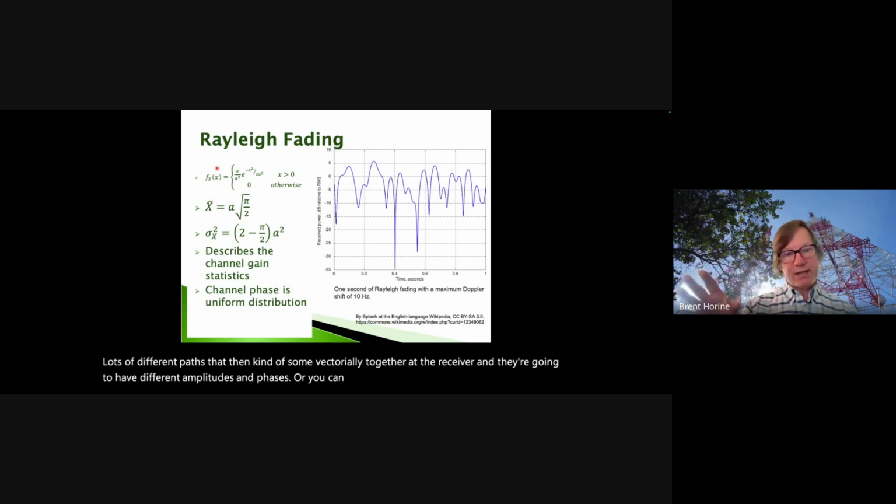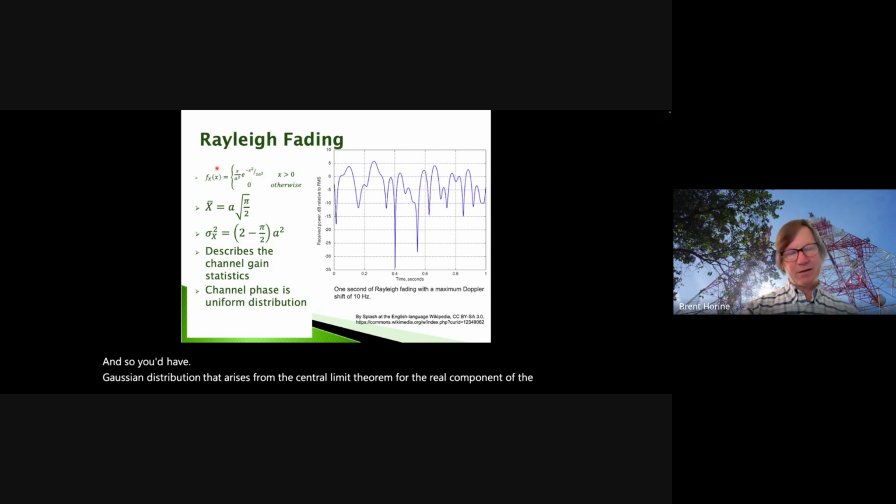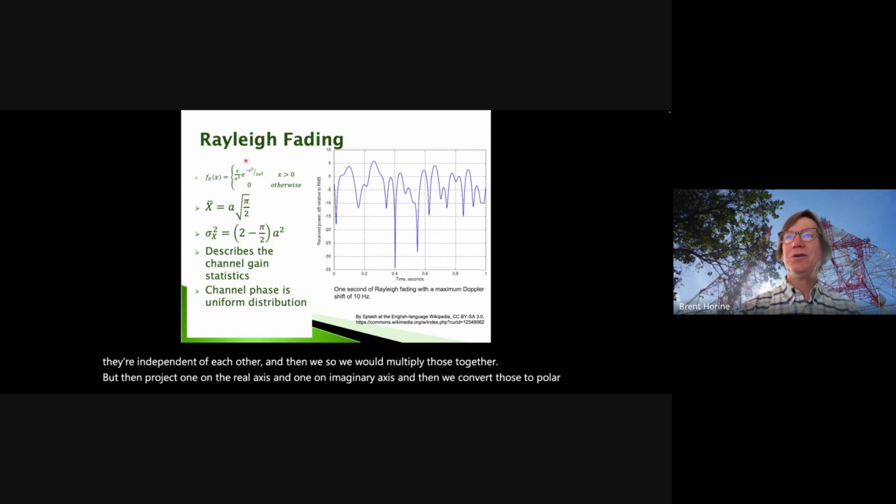Or you can look at that in the IQ domain, or real and imaginary plane, in more of a Cartesian type coordinate system. And so you'd have one Gaussian distribution that arises from the central limit theorem for the real component of the fading, and another one for the imaginary component of the fading. And there we make an assumption that they're independent of each other, and then we would multiply those together, but then project one on the real axis and one on the imaginary axis, and then we convert those to polar coordinates, and you ultimately get this.